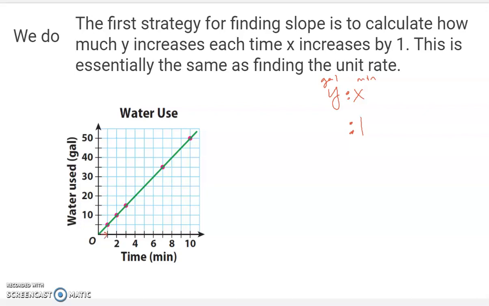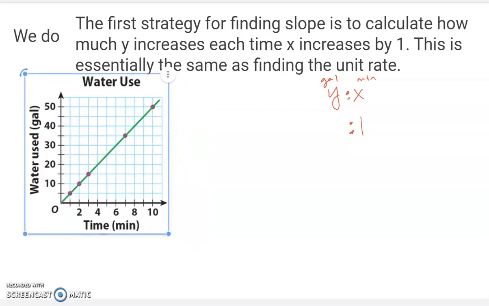So 1 more minute, how many more gallons? 1 more minute, how many more gallons? This one's easier to tell than some of those last ones I did, which is super nice. I'm going to expand this graph a little bigger so I can write on it better.